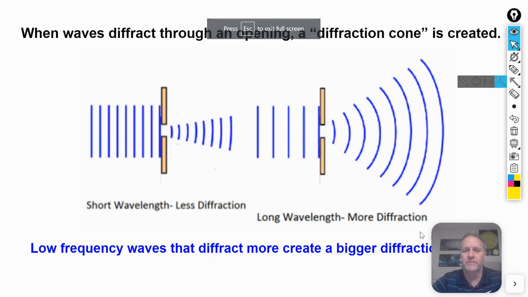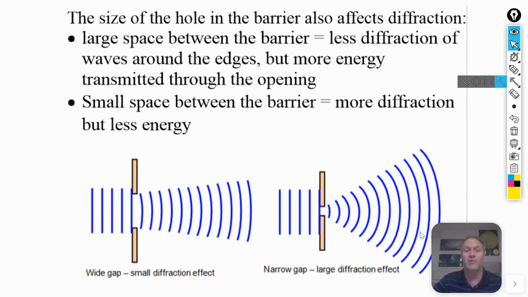One thing I want to make sure that you know is the relationship between wavelength and diffraction. Waves that are closer together don't diffract as much. Waves that are farther apart diffract more. So longer wavelength waves have higher diffraction. Shorter wavelength waves have lower diffraction. And then also the size of the opening matters. If you send a wave through a really wide opening, there's really not going to be very much diffraction. But if you send a wave through a very narrow opening, there's going to be much more diffraction.